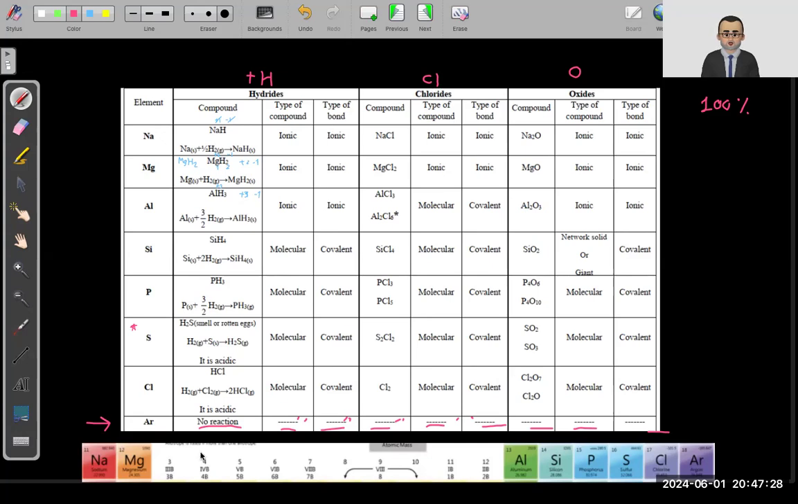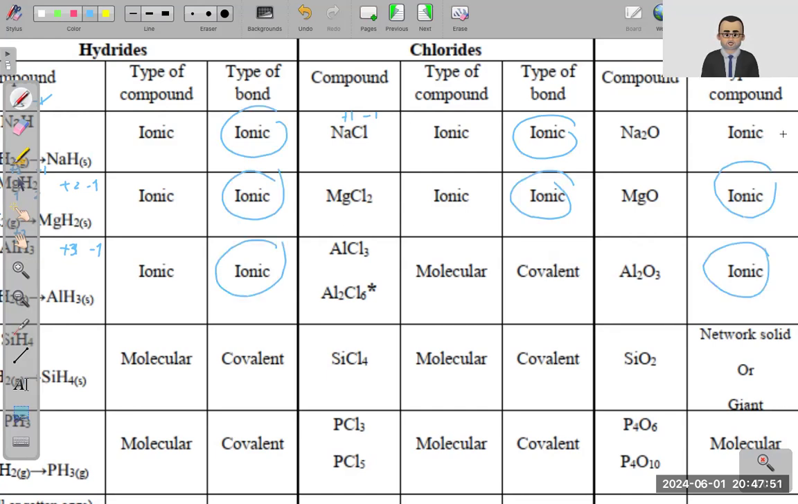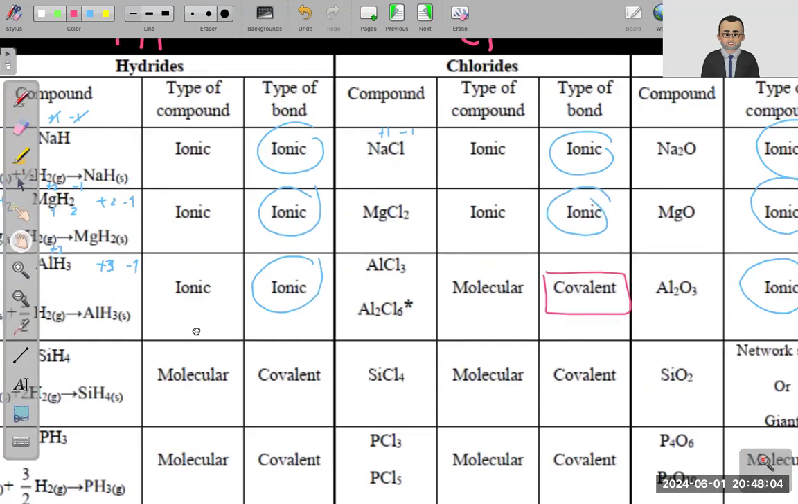What does every one of these elements in period 3, sodium, magnesium, aluminum, silicon, do when it reacts with Cl? It's a little bit similar to the hydrogen at the beginning. Plus 1, minus 1 cancel, so it becomes NaCl. You have to memorize that these are ionic, and this one is a little bit of an exception, so it is covalent. So aluminum with chlorine is covalent, while the rest are ionic. If you are asked about Na, Mg and Al, they always make ionic compounds.